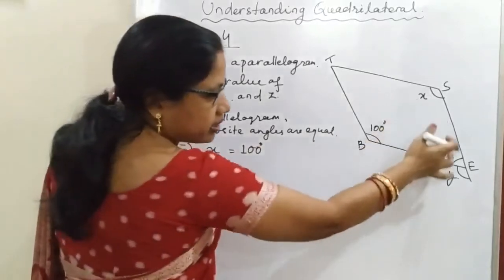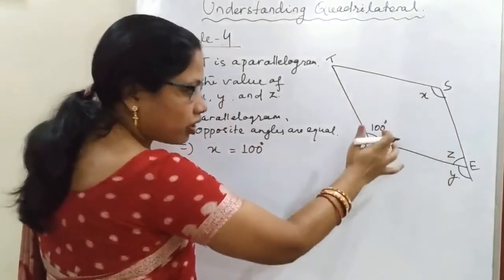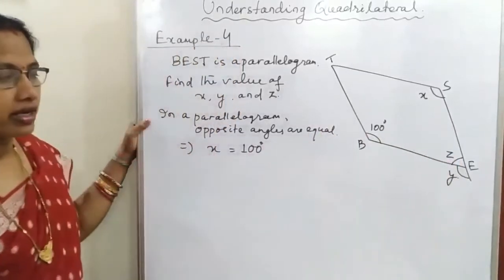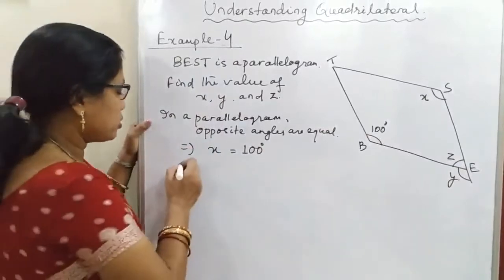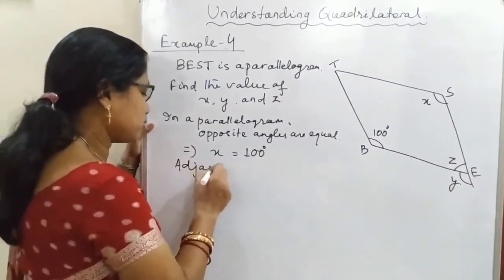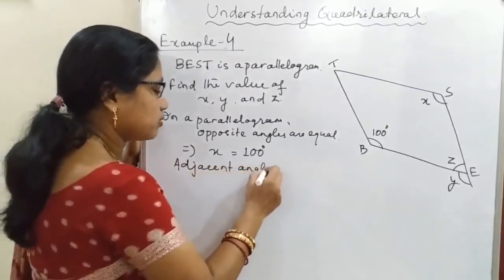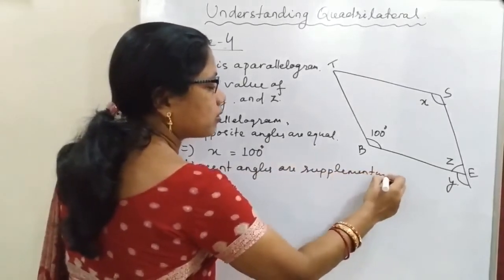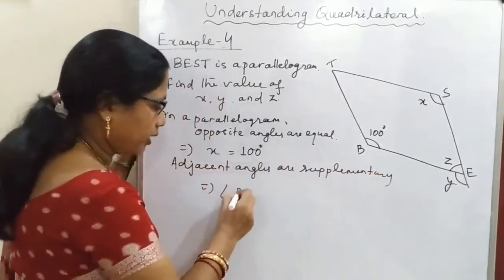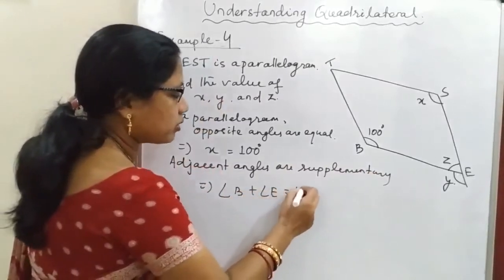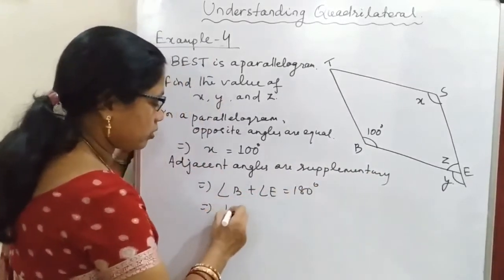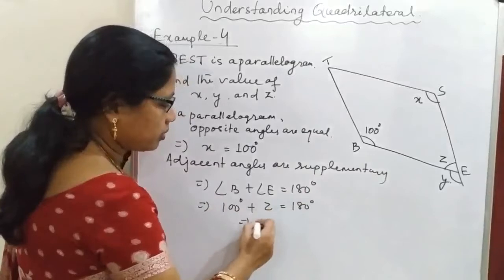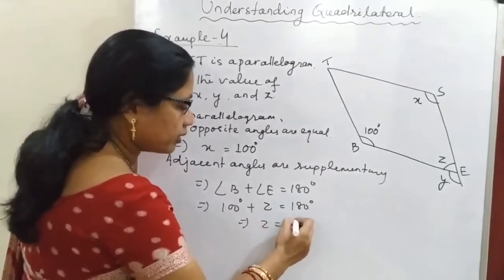Then x and z, these two angles are 100 and this angle z, angle B and angle z, they are adjacent angles. So they are supplementary. So adjacent angles are supplementary. So this implies angle B plus angle E is equal to 180 degree. So this implies 100 degree plus z is equal to 180 degree. So this implies z is equal to 80 degree.